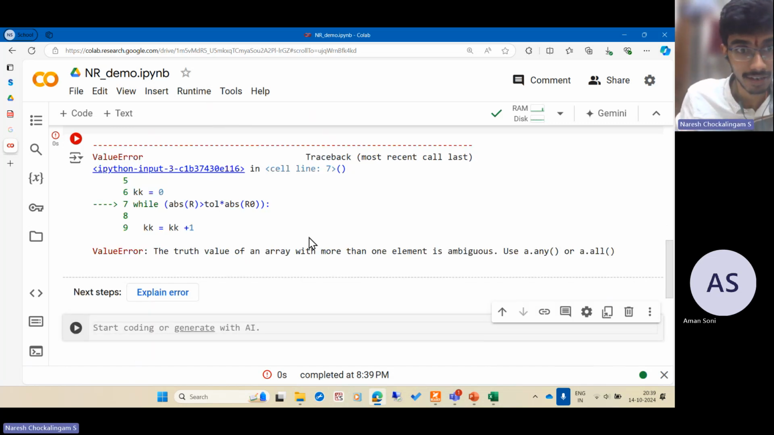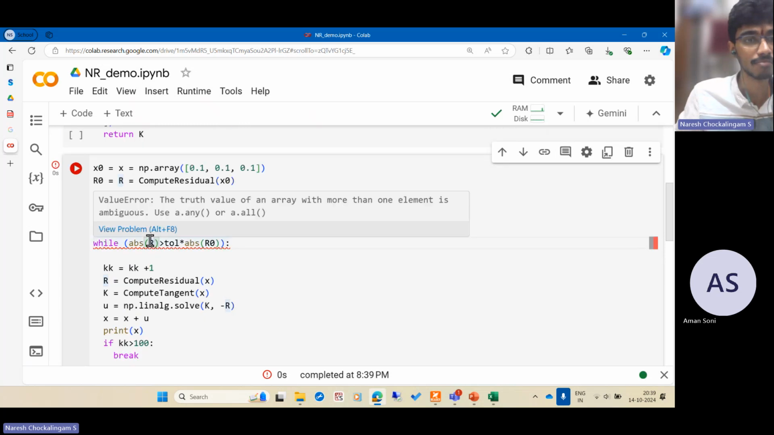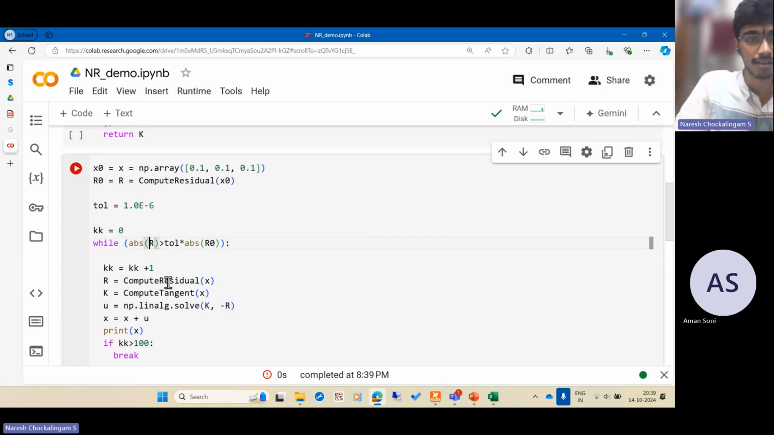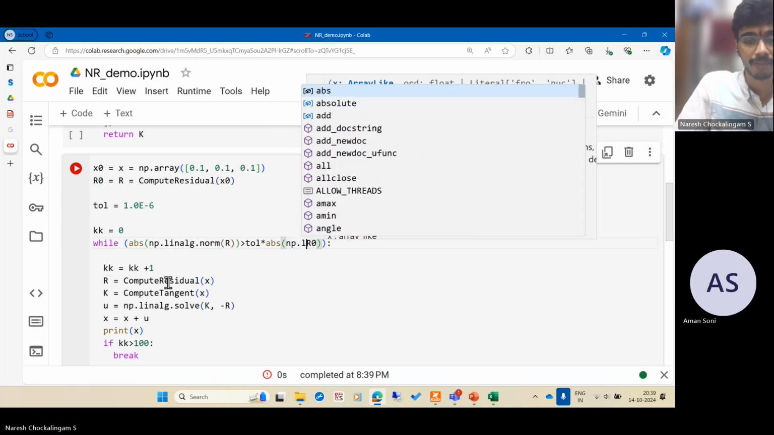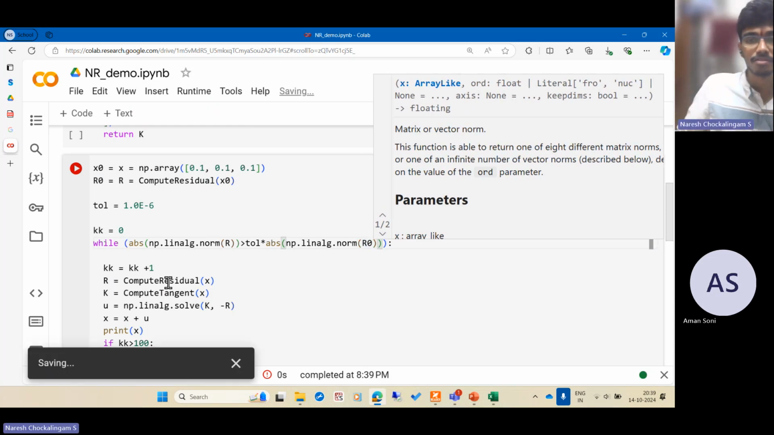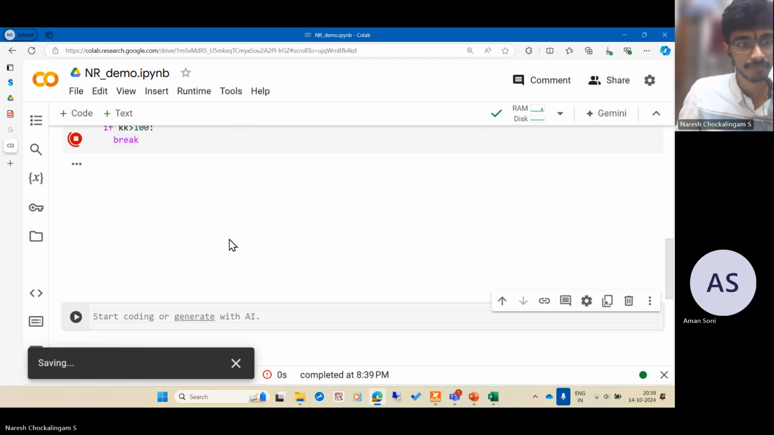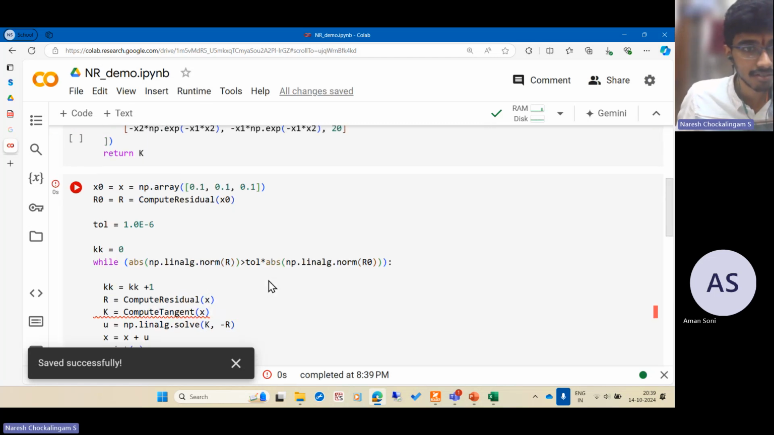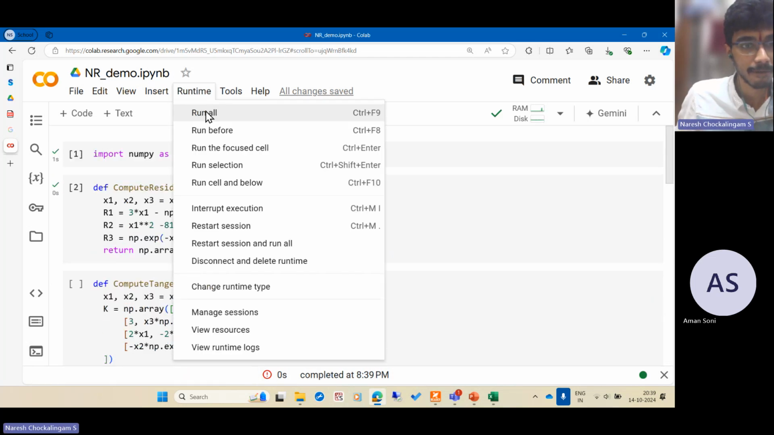Okay, truth value of array. So this R is a vector, right? So we have to take some norm. Let me just say np.linalg.norm of R. If it's a scalar, you can just say R. In other cases, you need to take the norm. By default, it will take the second norm. Okay, so now let's run it. Compute tangent is not defined. How come? It's defined. Let me run all.